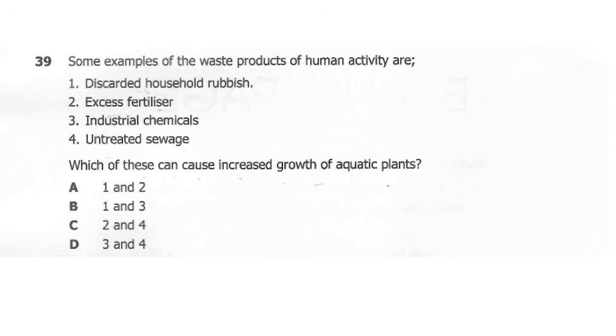Question 39. Some examples of waste products of human activities are 1, discarded household rubbish, 2, excess fertilizer, 3, industrial chemicals, 4, untreated sewage. Which of these can cause increased growth of aquatic plants? A, 1 and 2. B, 1 and 3. C, 2 and 4. D, 3 and 4. What's the correct answer? Is it A, B, C, or D?